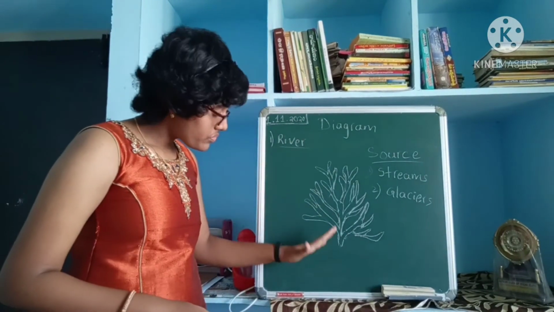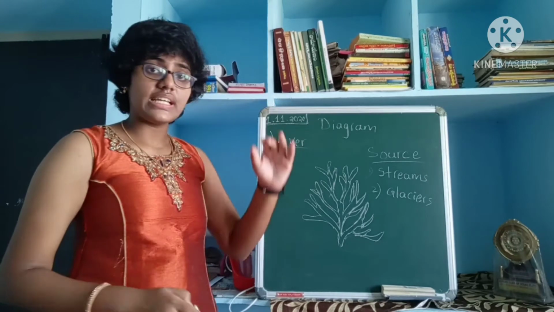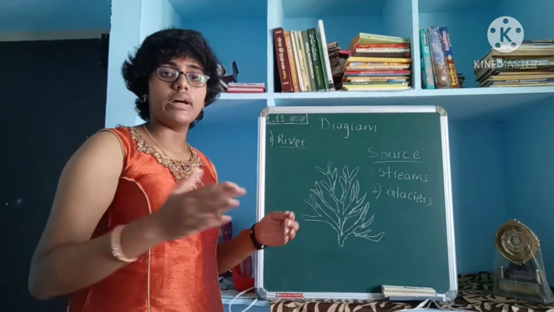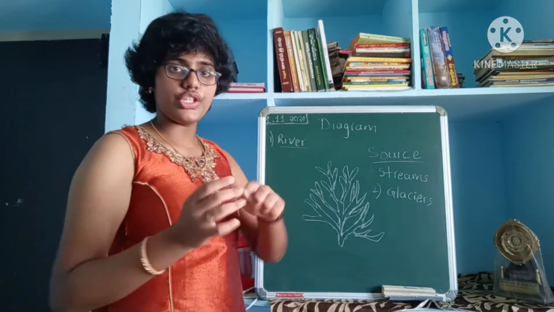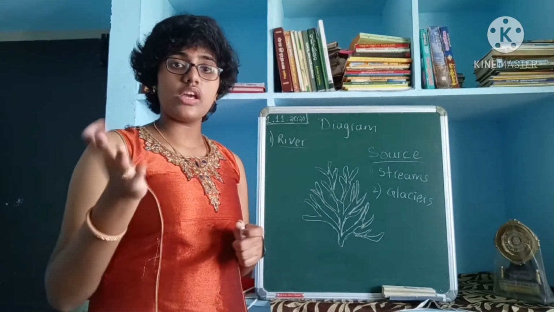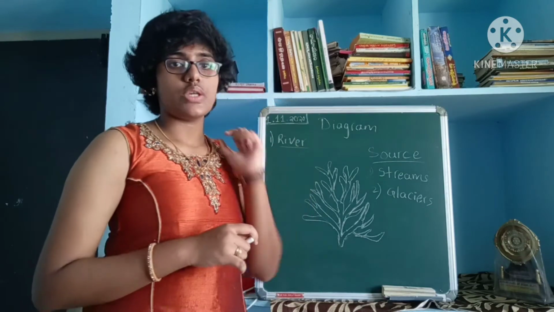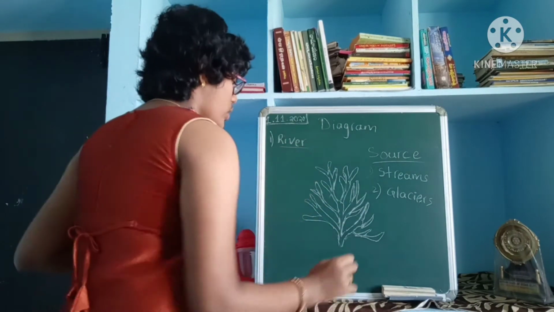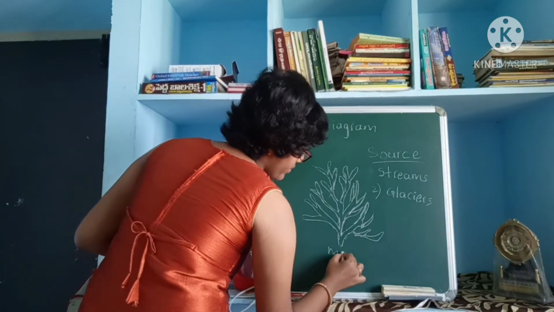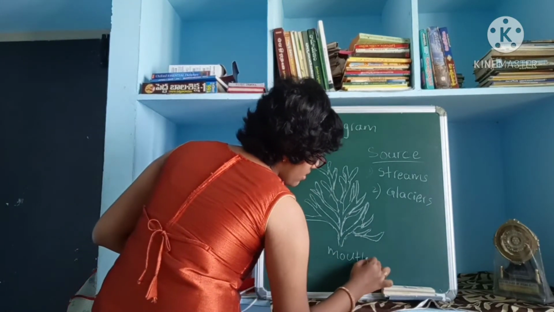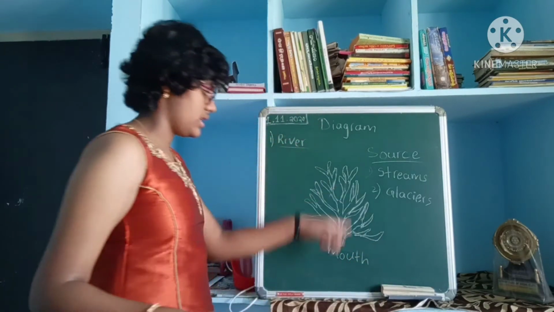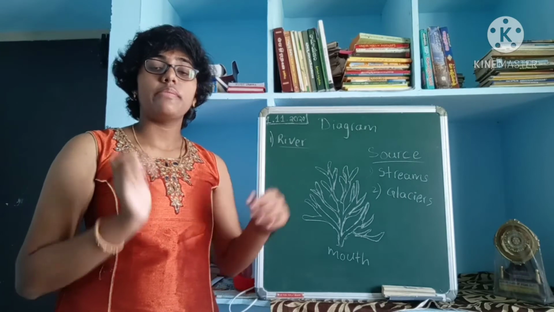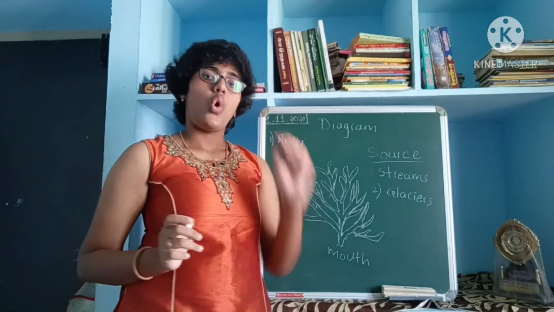When the river flows, it just merges into the sea or ocean, right? The place where the river merges into the ocean or the sea is known as its mouth. So this is the mouth of this river. At this place it mixes and merges in the sea or the ocean.